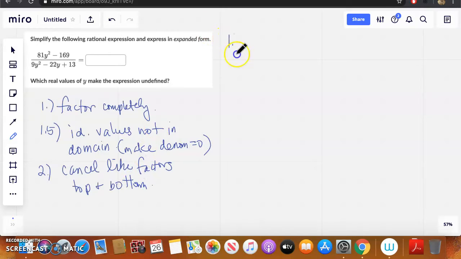Step 1. Factor completely. Take a look. Immediately you should recognize that both of these terms here are perfect squares with a minus in between. So yes, this is a difference of two squares. So the top one is going to factor as 9y plus 13 times 9y minus 13. And on the bottom, now this is a trickier factoring problem.